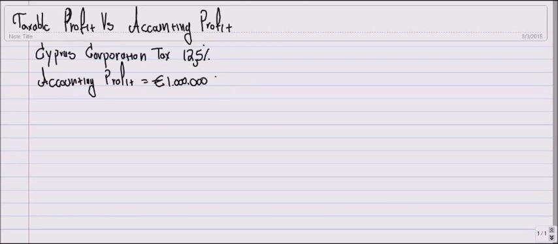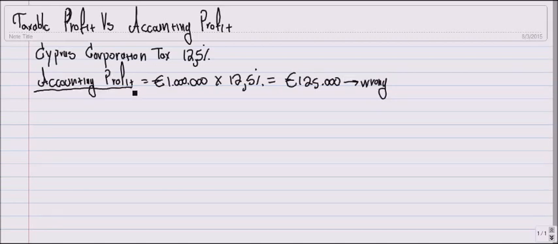According to that profit, you need to pay 1,025,000 as tax. This is wrong. Why is it wrong? Because the tax was calculated on the accounting profit. The correct tax is this percentage here multiplied by the taxable profit.